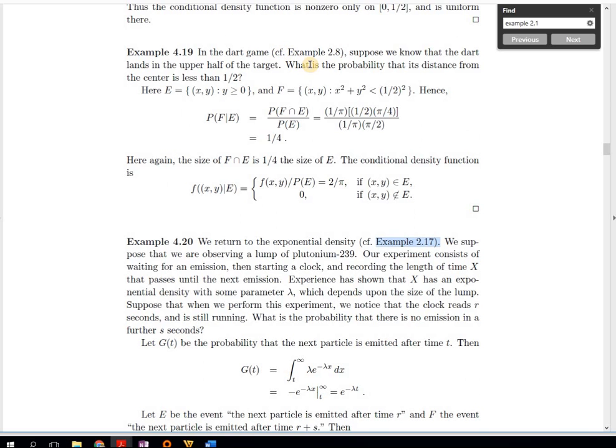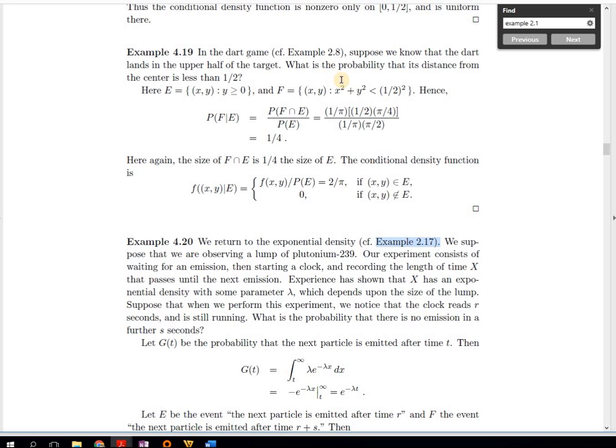Okay. Now in the dart game, you can do something similar. Think about concentric circles. In this case, you want the probability that the distance from the center is less than 1/2. Right. Now this corresponds to a set. You know the distance formula. The set of points in the plane that are a distance less than 1/2 from the origin satisfy this equation here. So that's the size of F. But we have to divide by the size of the target.